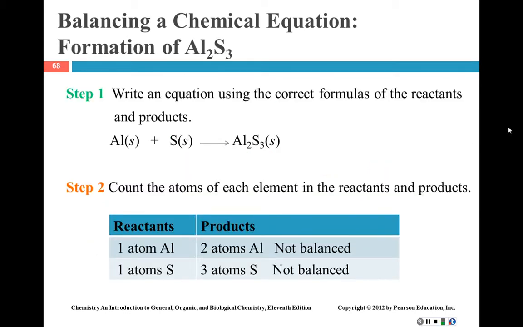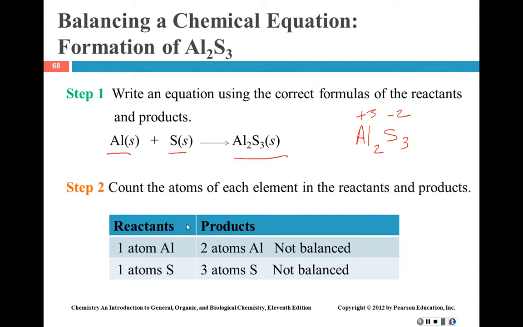So in this particular example, first they say write an equation using the correct formulas for the reactants aluminum and sulfur to form the product Al2S3. Now you could predict what this product was because from lessons long ago, remember that Al is a +3 and S is a -2, and so that gives you Al2S3, right?